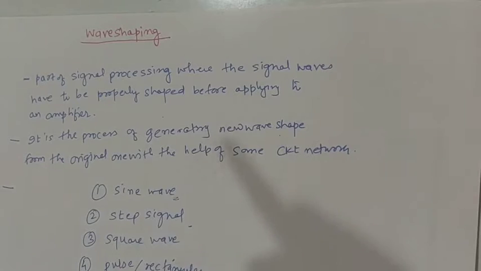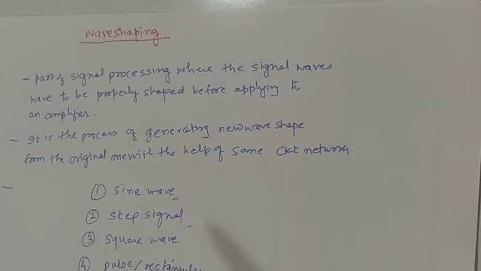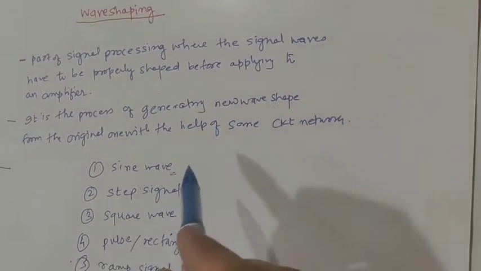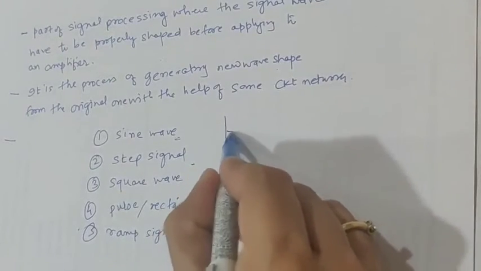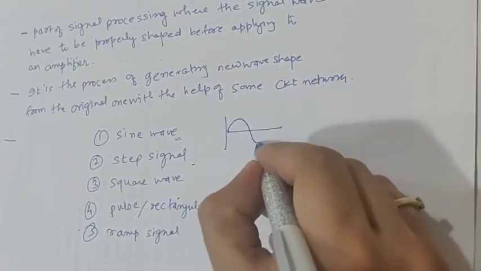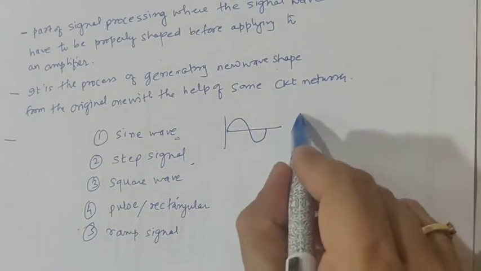So let us say we want a particular signal. The input signal is a default signal available, and we will be converting it to the necessary or suitable signal which can be applied to the amplifier. Now if I want to draw these signals, it is very easy. Sinusoidal, you know the sinusoidal signal. Then what is a step signal?